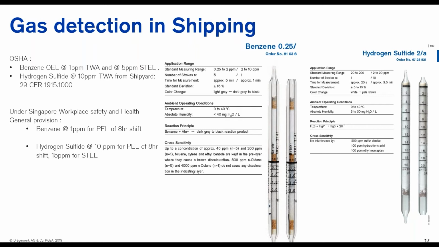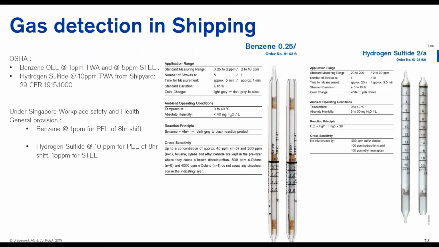So in this respect, if you are concerned because you're docking in different countries, different national authorities may have different limits, so do check their limits. But if you're looking at detection, the tubes themselves usually come with a range where you can measure from a low range to a high range. For example, for benzene, we have a lower range that should cover most of the limit requirements.